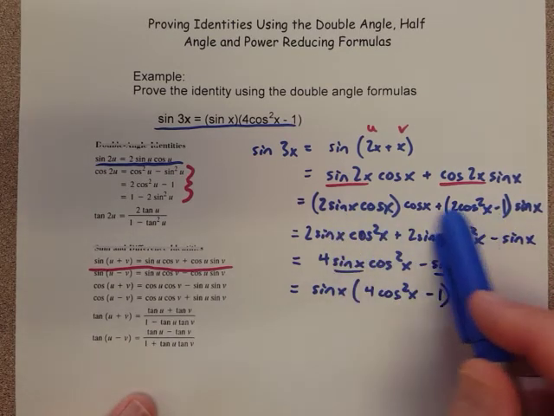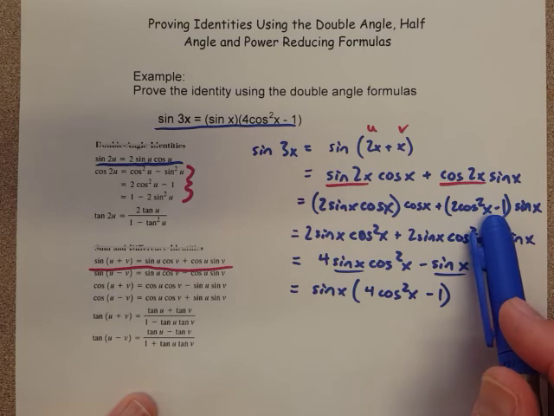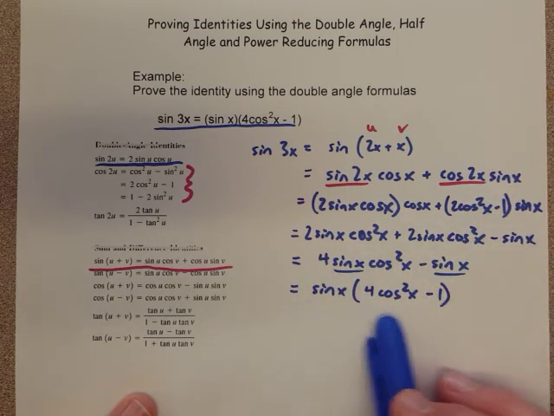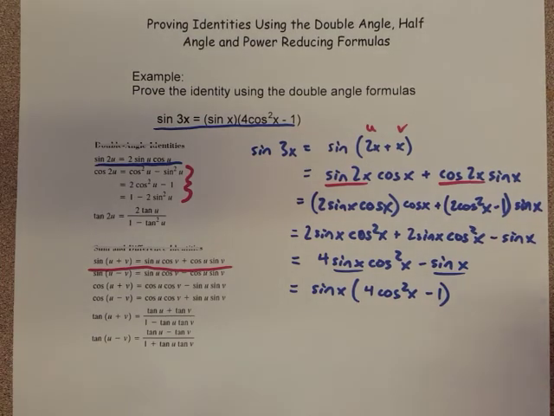These first few steps are the most important. These are the trickiest ones. But then after you get everything all expanded out, you can simplify and hopefully get down to the side that you were trying to prove.